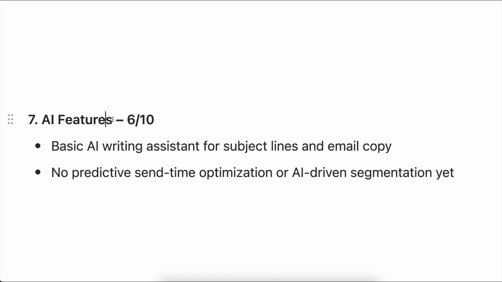When it comes to AI features, they have a basic AI writing assistant for subject lines and email copy, and I'll talk about something else related to AI within the specific features section. But other than that, no predictive send time optimization, no AI-driven segmentation yet, no automations. Some of these things other email marketing softwares already have, so it's just a 6 out of 10.